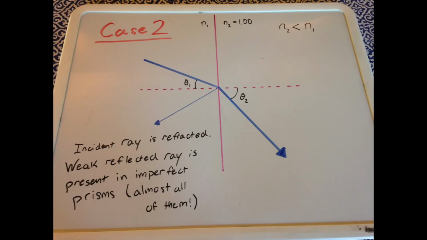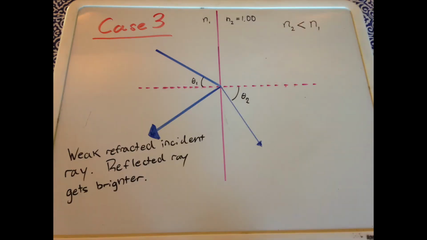In case 2, you can see that with a small incident angle, the refracted ray bends away from the normal a little bit and the reflected ray is quite weak. I made a note about the reflected ray being present in imperfect prisms because in an absolutely perfect prism, all the light would either be refracted or reflected, but not both. In case 3, as the incident angle increases, the reflected ray gets stronger as the refracted ray gets weaker and approaches 90 degrees from the normal.